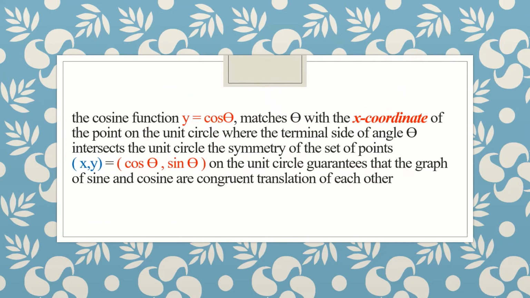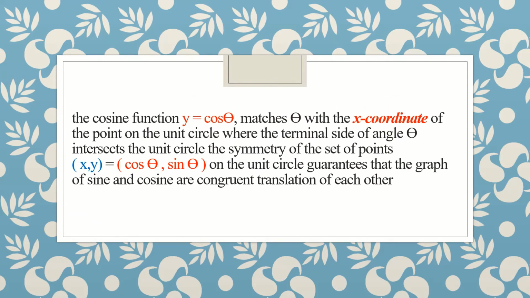As you know, the cosine function y equals cos theta matches theta with the x coordinate of the point on the unit circle where the terminal side of an angle intersects the unit circle. The symmetry of the set of points x, y equal to cos theta and sin theta on the unit circle guarantees that the graphs of sine and cosine are congruent translations of each other. In the coordinate plane, cos theta is the x coordinate and sin theta is the y coordinate.